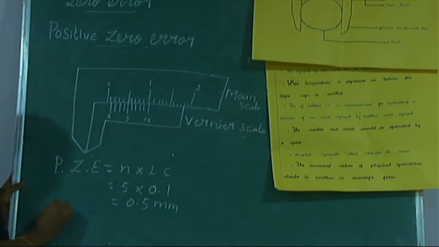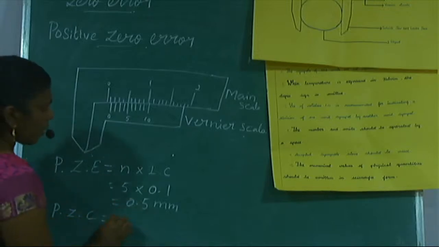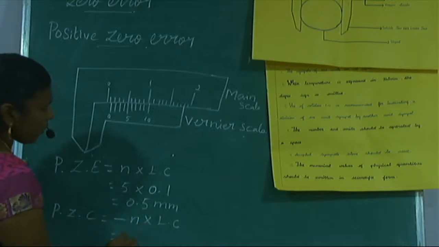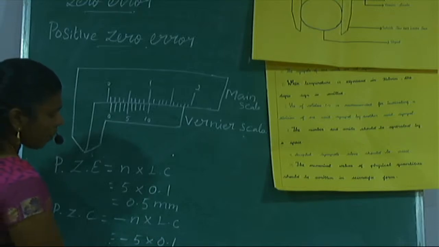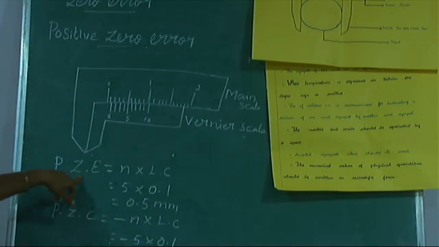Suppose the positive zero correction. Zero error positive means zero correction negative. Zero error negative means zero correction positive. So here, for positive error, the correction formula is minus N into LC. So minus 5 into 0.1, you get minus 0.5 millimeter. Like that you can get the positive zero error and positive zero correction.